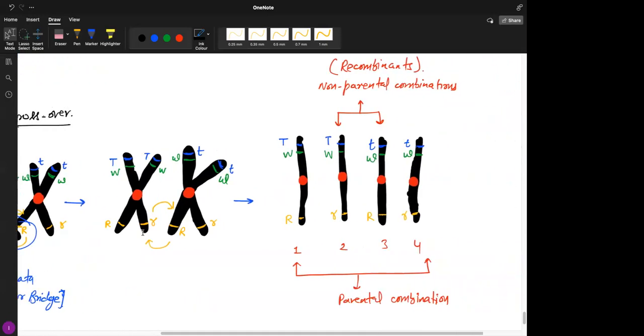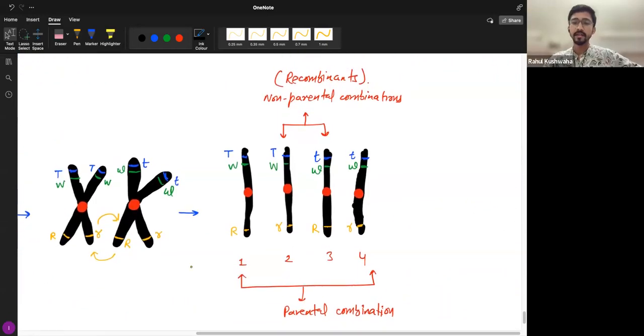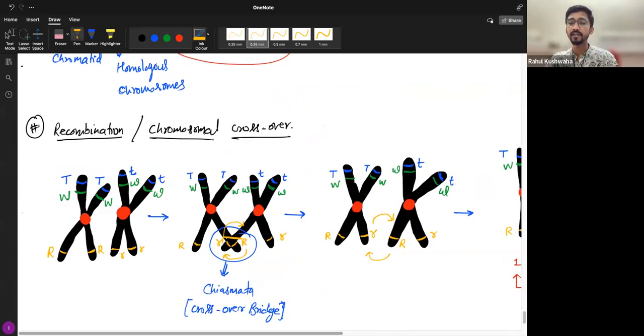Yes, sir. So out here, we see that out of these four, two are parental combinations, and the other two are recombinants or non-parental combinations. But this is because I very simply and very conveniently took all the dominant alleles on one side and all the recessive alleles on the other chromosome, and only showed one crossing over.